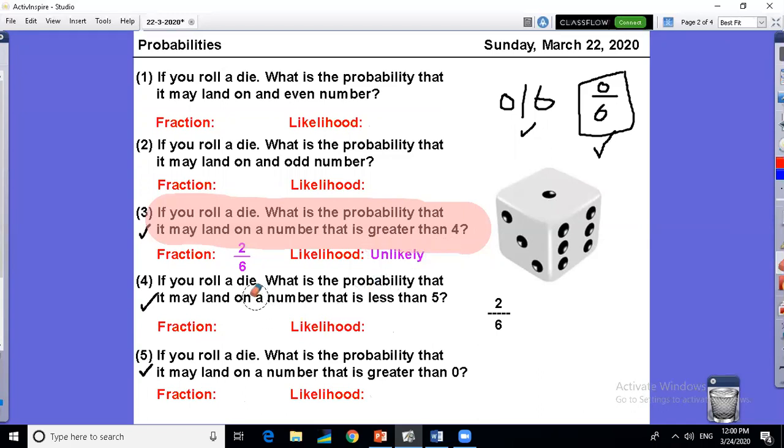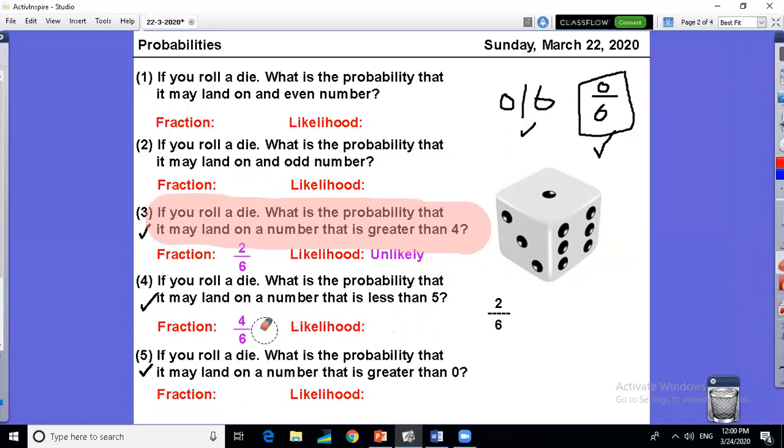Good. Question number 4, it says, if you roll a die, what's the probability that it may land on a number that is less than 5? Less than 5. I have 4 numbers there that are less than 5, which is 1, 2, 3, or 4. All these 4 numbers are less than 5. So it's going to be 4 over 6.